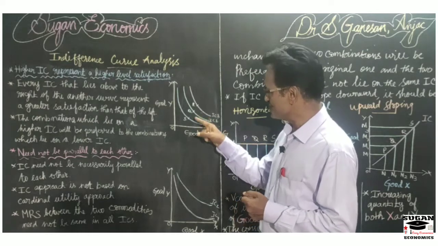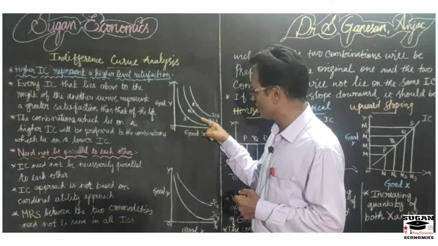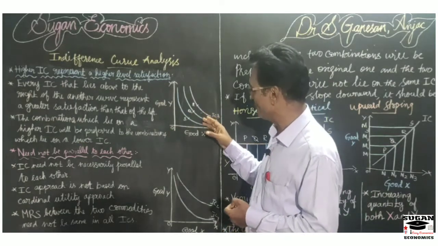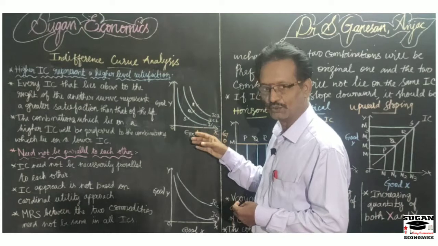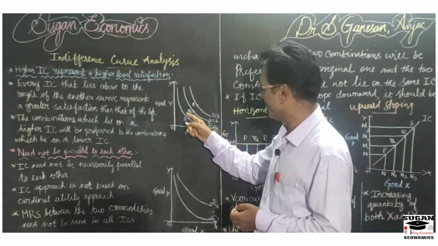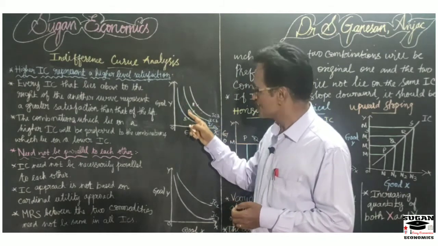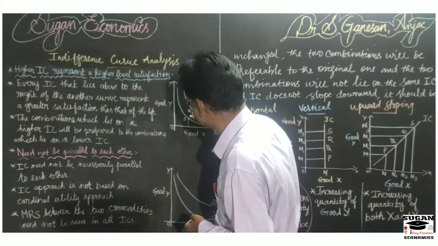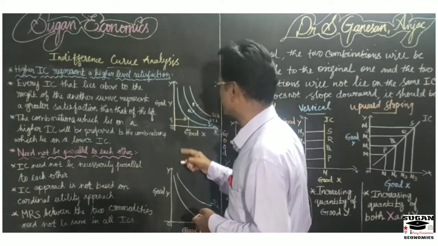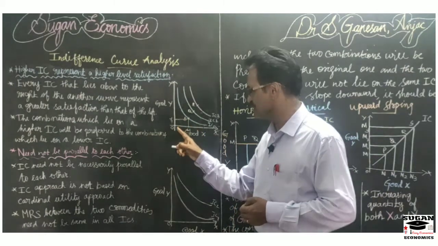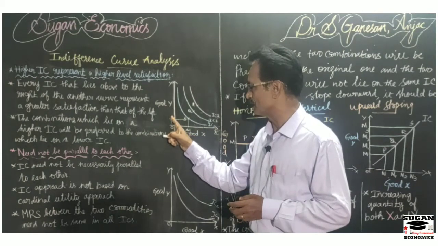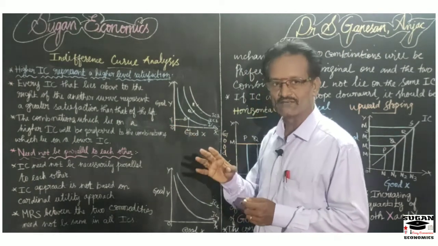Here, if a consumer moves from IC1 to IC2, his level of satisfaction will increase. That means he is consuming more of both commodities compared to the IC1 indifference curve. For example, take a point S, which lies on the indifference curve IC1. At point S the consumer is consuming X1 amount of good X and Y1 amount of good Y, and he will get a certain level of satisfaction.